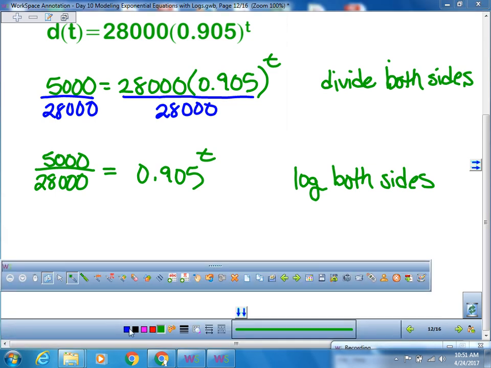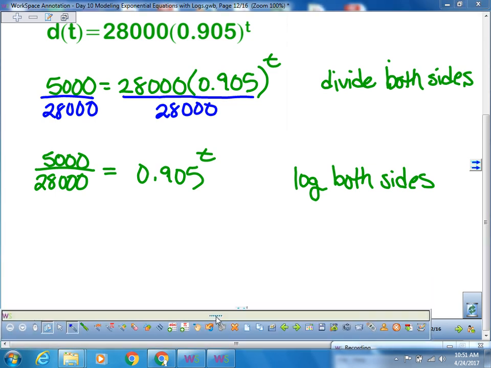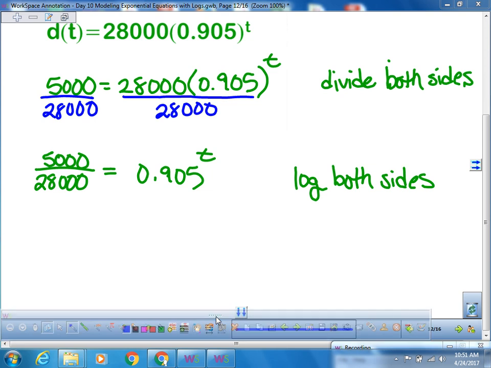When we have e, we use ln. That's the only difference. ln is only used when you have e. So log both sides.